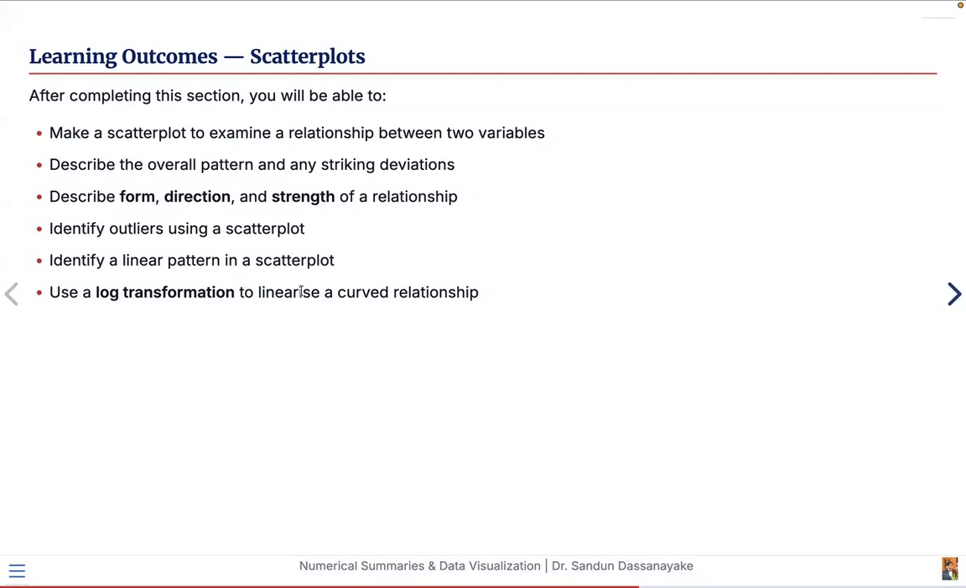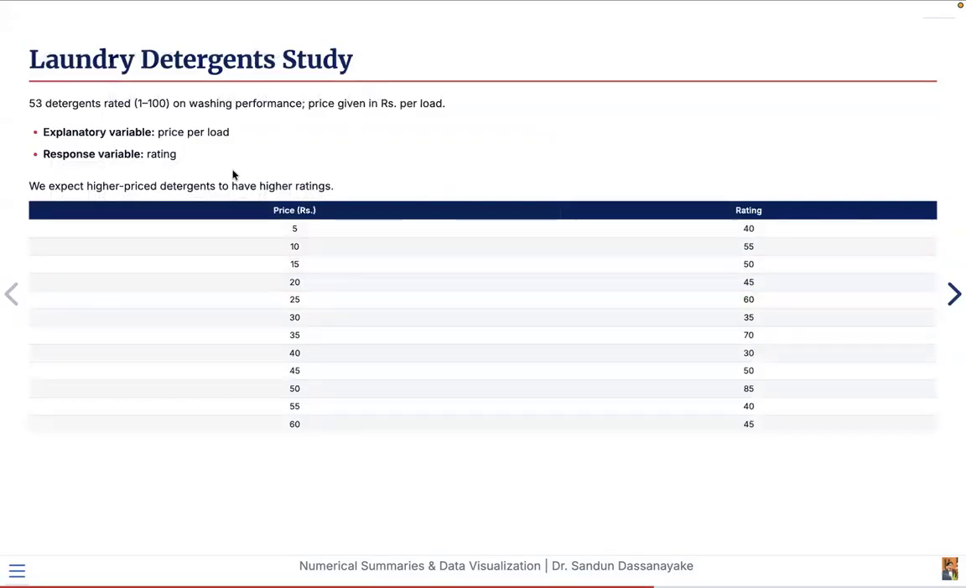Let's look at this. Now we are getting a bit complex in our data analysis. Imagine that we have a study like this, a laundry detergent study: 53 detergents rated 1 to 100. So think that you have done a study. I have 53 detergents and there's a rating from 1 to 100, a rating value on washing performance, and also the price is given. How many rupees you spend per load? 5 to 60 rupees. Of course, now I think the price value should be higher, but let's look at only the research part of this. So you have price and the rating.